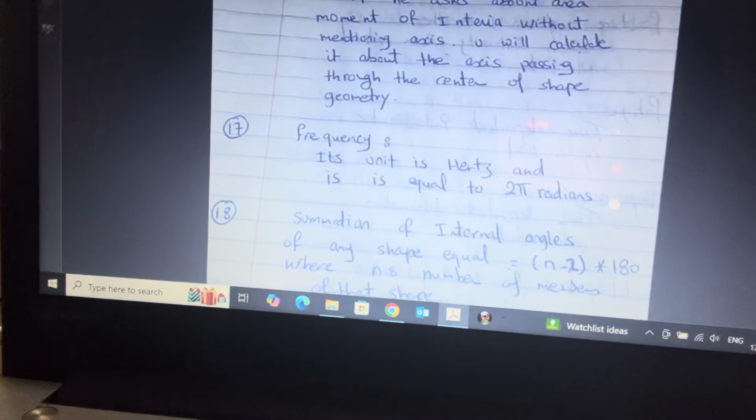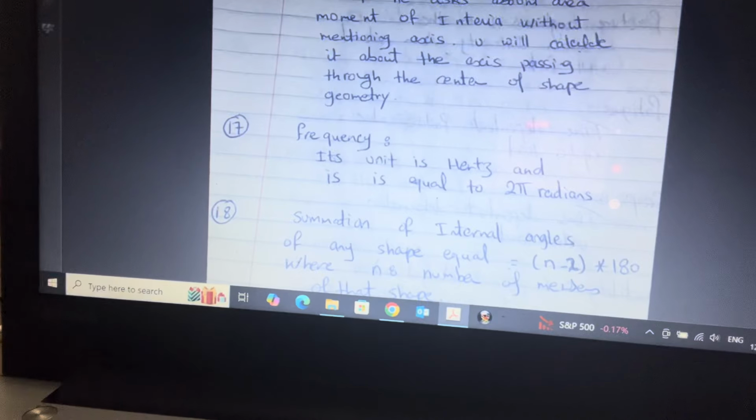For any composite shape, if the question asks about the area moment of inertia without mentioning an axis, you will calculate it about the axis passing through the center of the shape geometry. What does that mean? If you have, for example, an I-beam in the shape of an I, and it asks you to calculate the area moment of inertia, and it did not mention the axis.